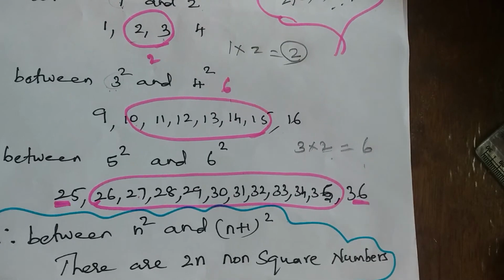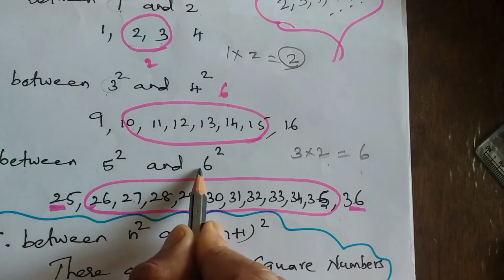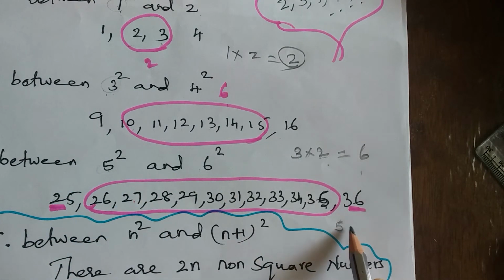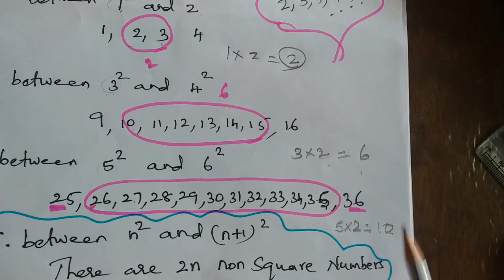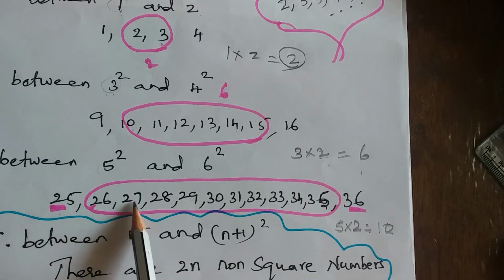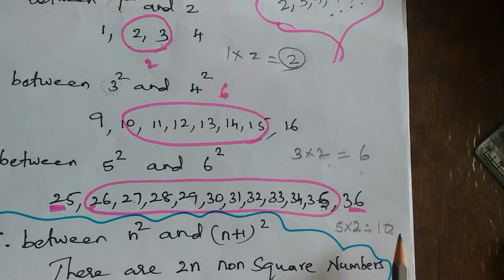Okay, now 5 and 6. Which is the smaller number out of 5 and 6? 5 is the smaller number. This has to be multiplied by 2. Always multiply by 2 only. 5 twos are 10. And you must have 10 non-square numbers between 5 square and 6 square. Check. 1, 2, 3, 4, 5, 6, 7, 8, 9, 10. Are we getting the same 10?